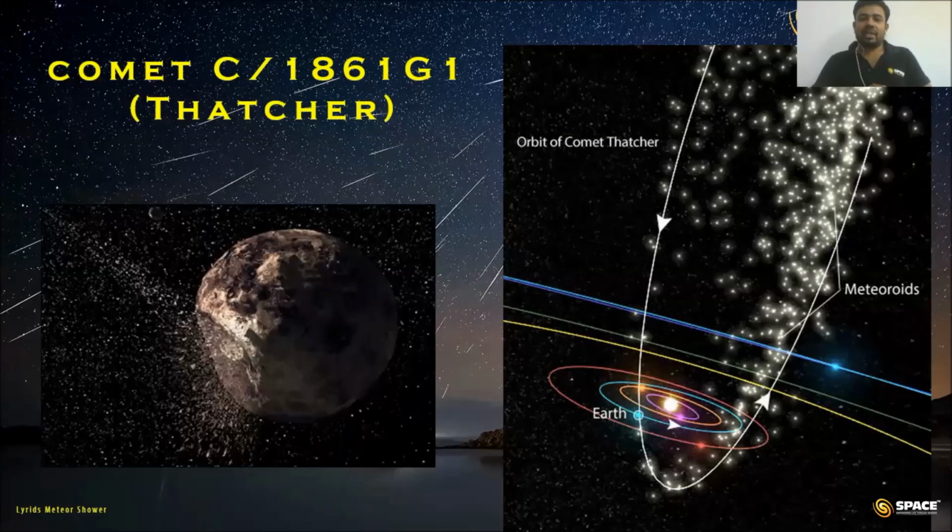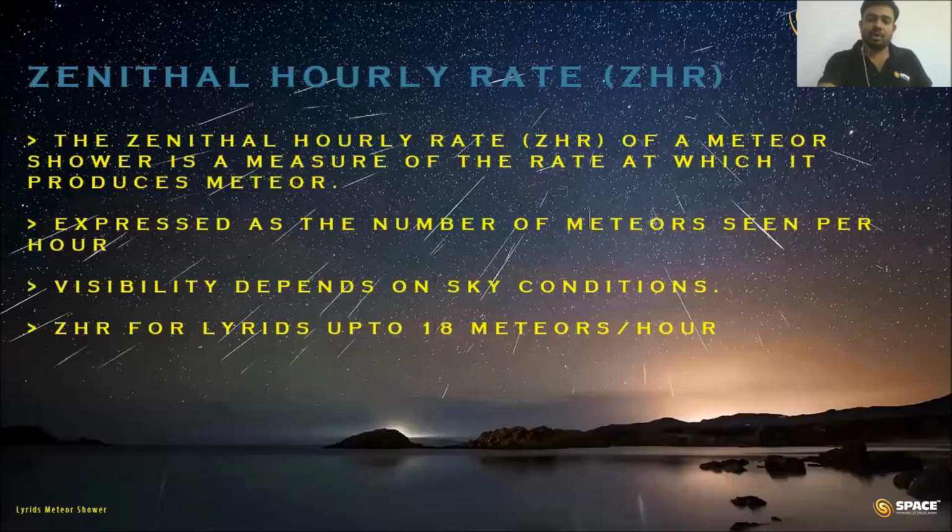How many meteors can you see during this meteor shower? It is defined by the term called zenithal hourly rate. The zenithal hourly rate of a meteor shower is a measure of the rate at which it produces meteors. It is nothing but the number of meteors seen in a particular time. For example, in 1 hour you can see 15 meteors or 18 meteors, sometimes even 100. For this Lyrids meteor shower, in a clear sky or a dark site, you can see up to 18 meteors per hour. In the city sky, you can see less than that.